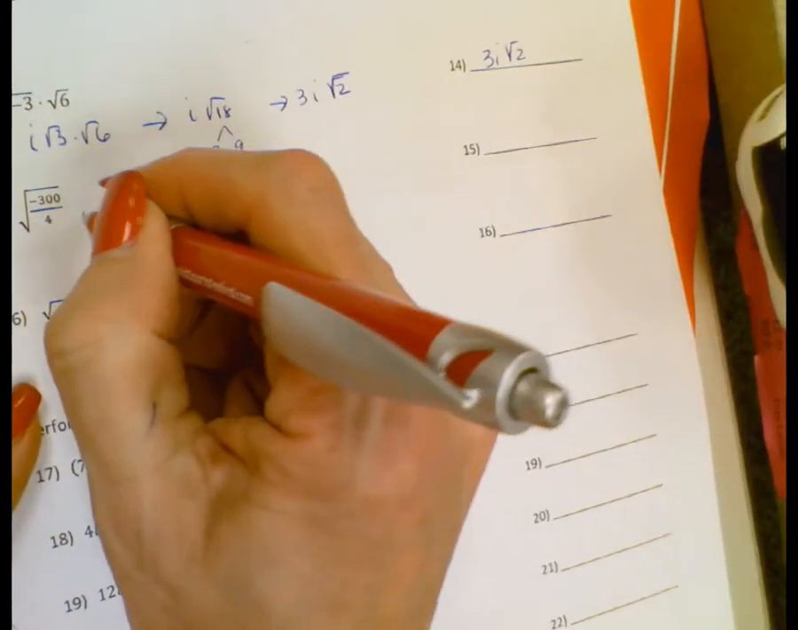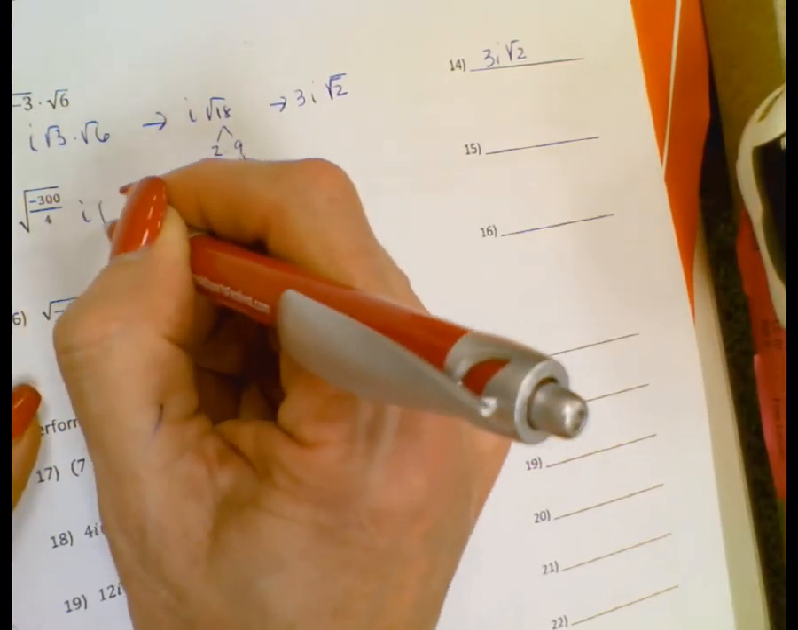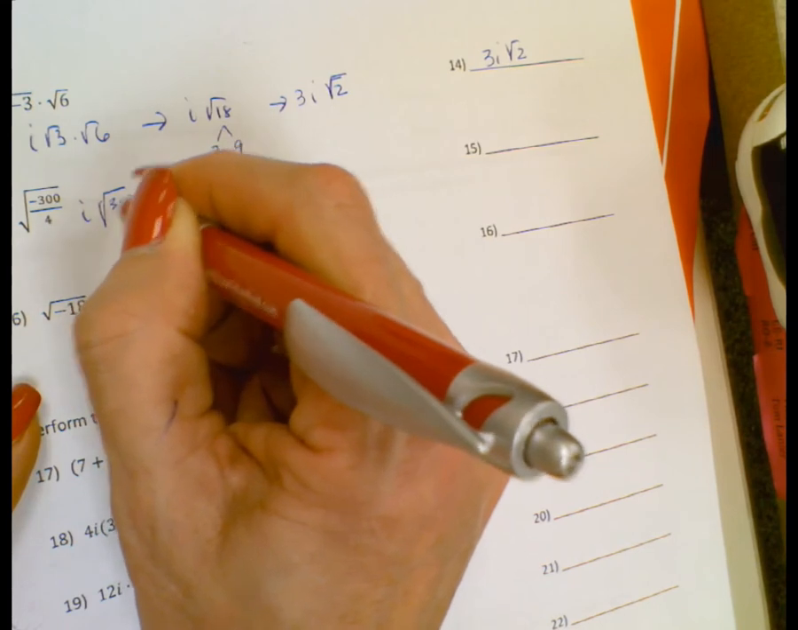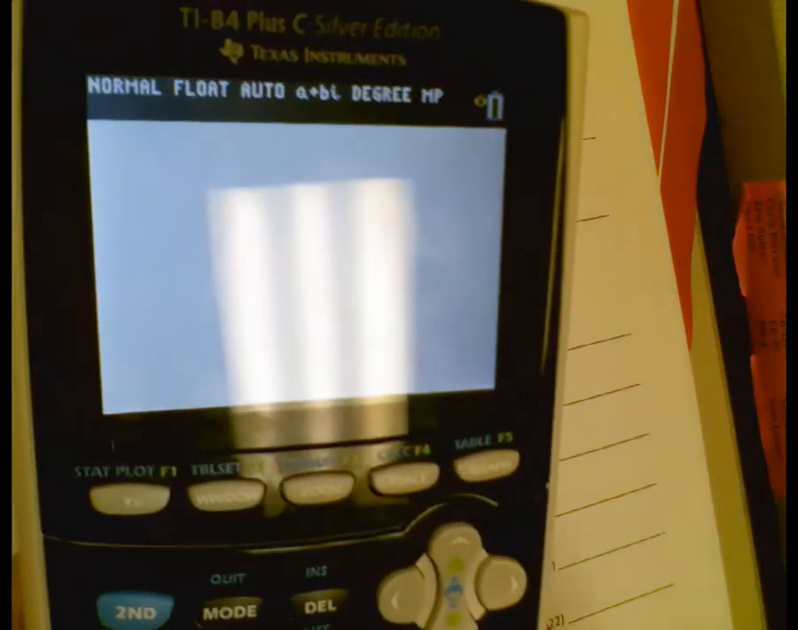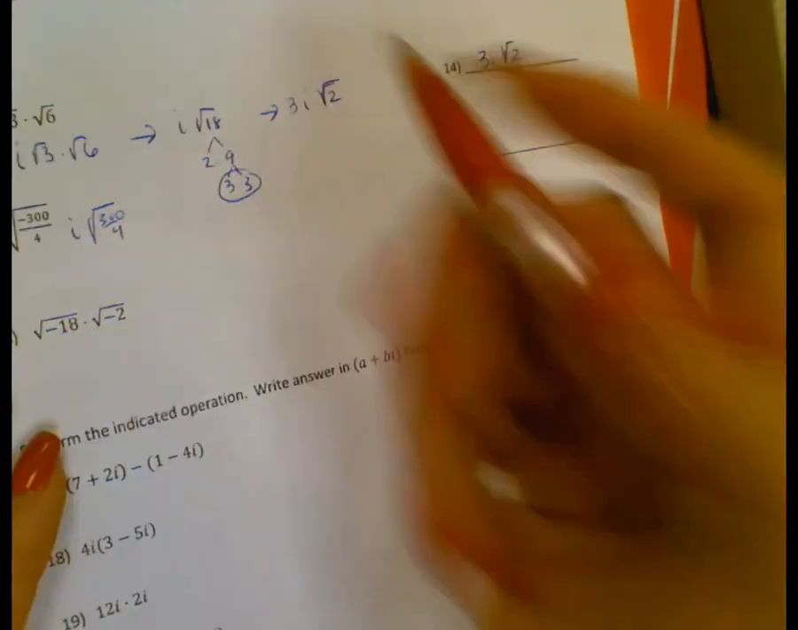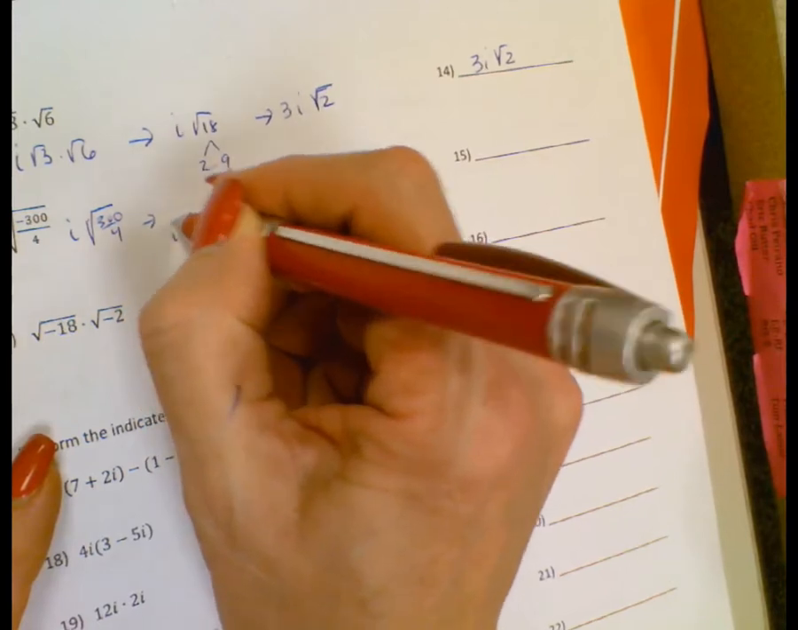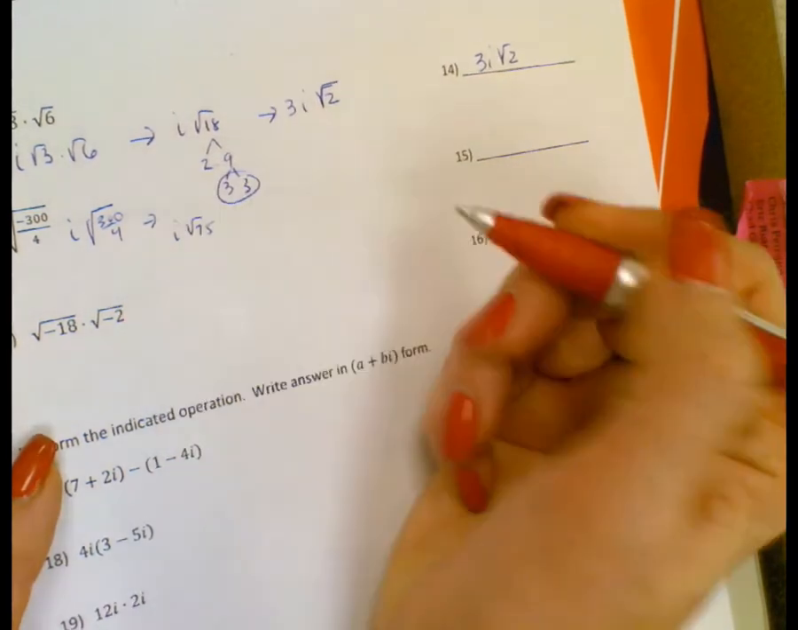Next one, bring the i out. I'm going to have you guys divide 300 by 4 on your calculator. What is that? 300 divided by 4. Hopefully it's a nice number. 75. So this is going to be i radical 75.